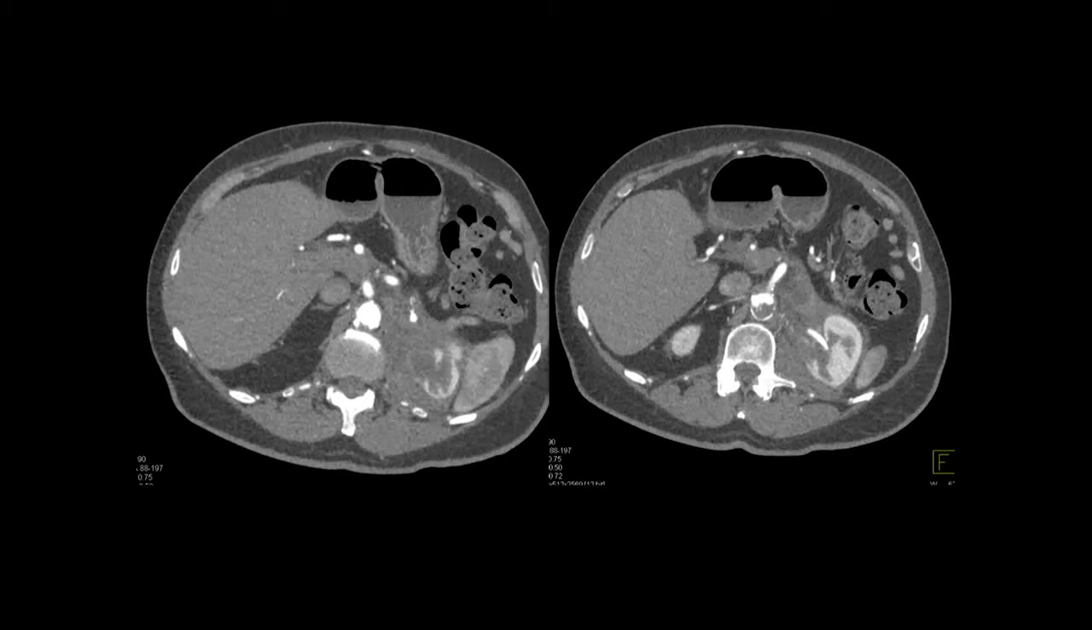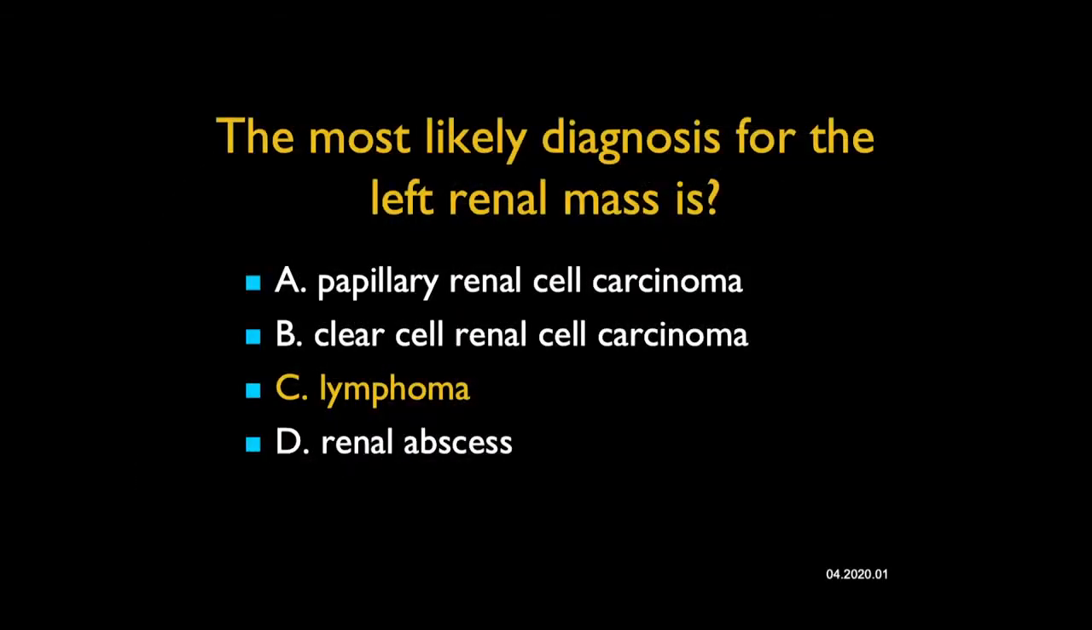Renal abscesses are usually cystic, low density, and they can extend into the peri and pararenal space, but this is best defined as an infiltrating process. And the best diagnosis, therefore, is lymphoma. Lymphoma of the kidney can present as a solid mass, but also can present as an infiltrating process, and that's very nicely shown in this example.